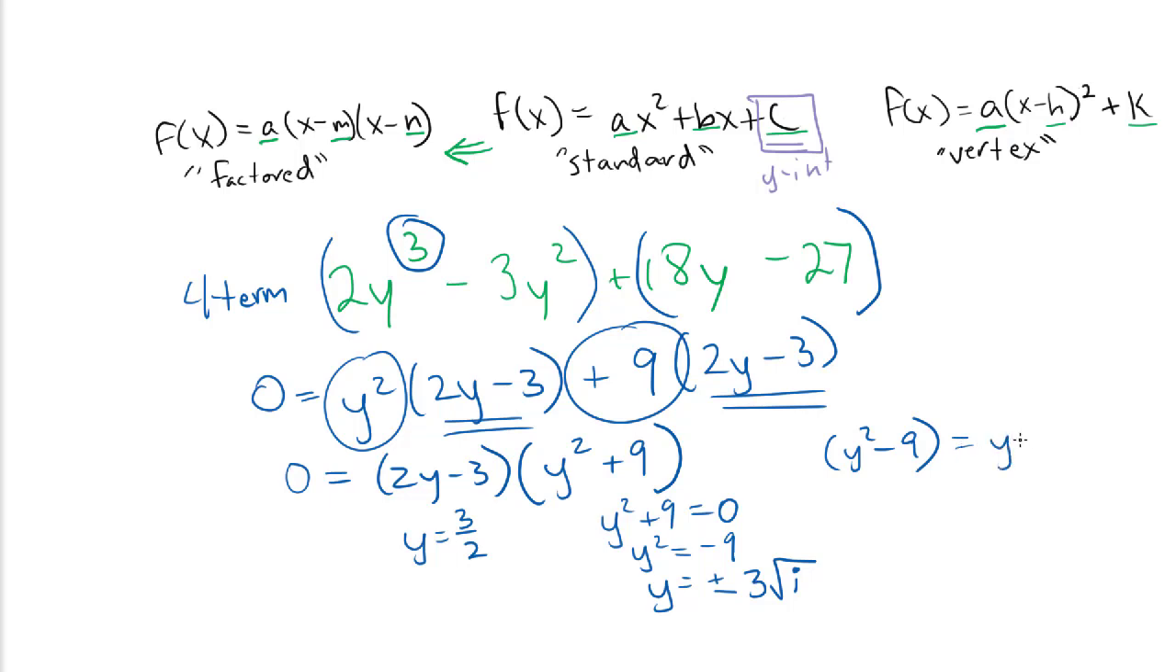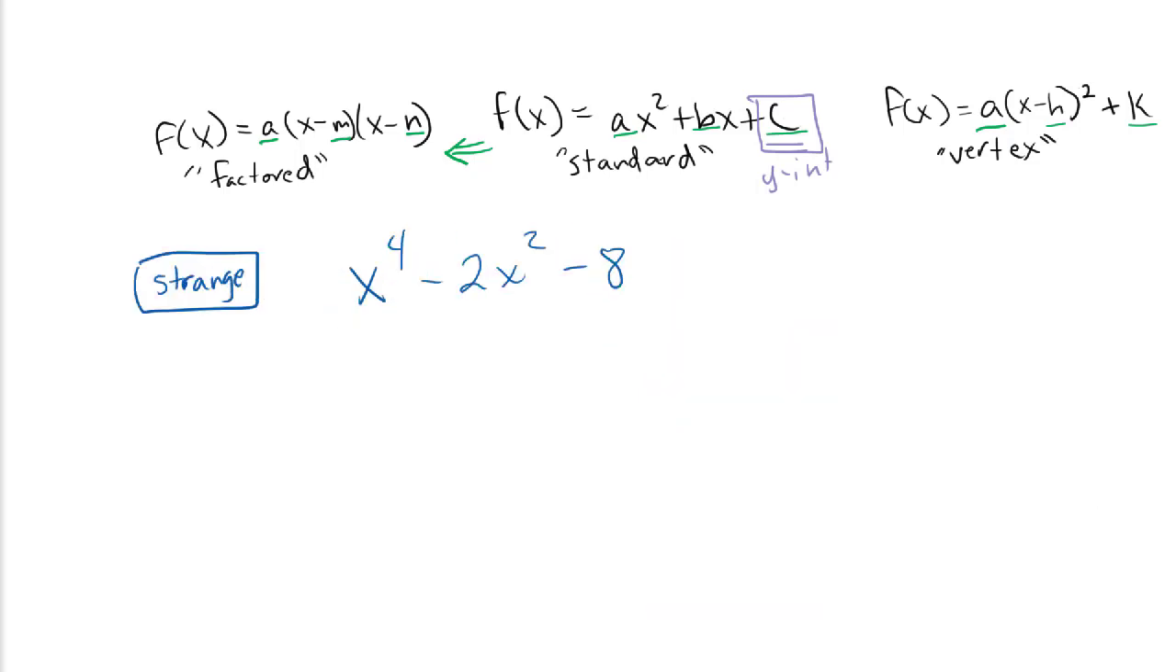In that case, it would be y plus 3 times its conjugate y minus 3. In other words, the point here is after you do this factor by grouping on the first step, you might find you can factor one of these parentheses even further, ultimately giving you 3 real roots or 3 intersections. So I like the factoring by grouping method as a result.